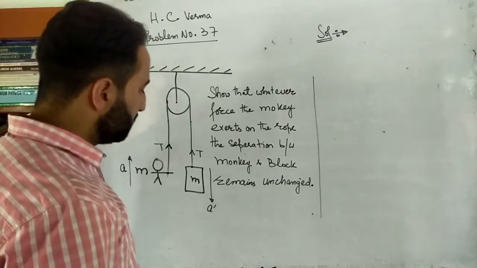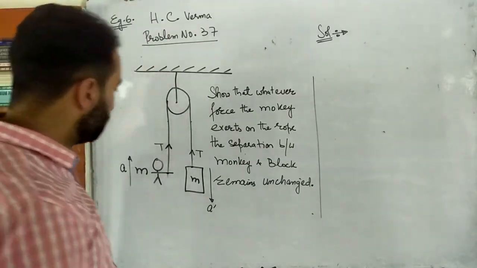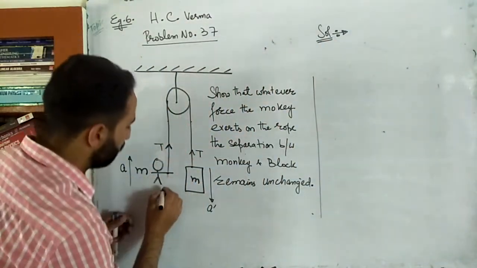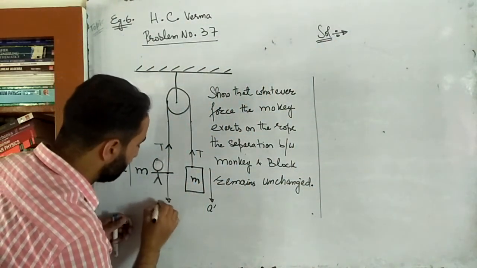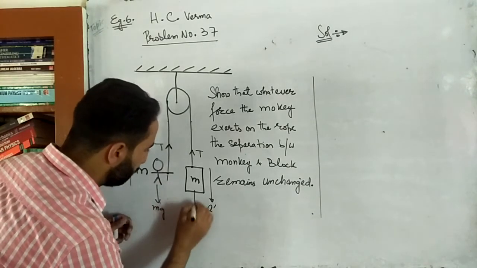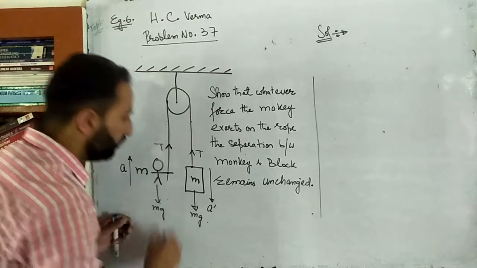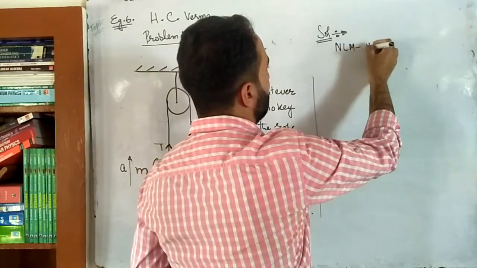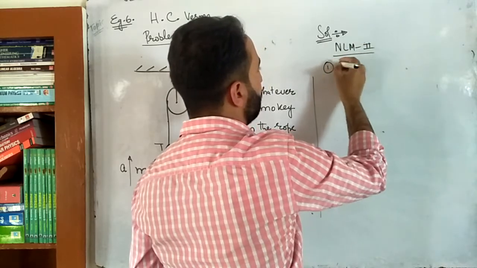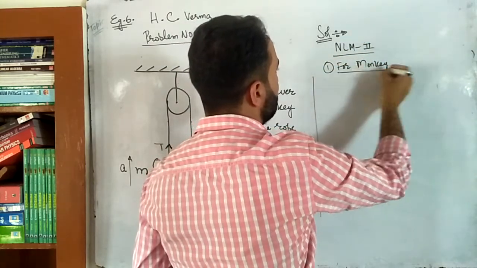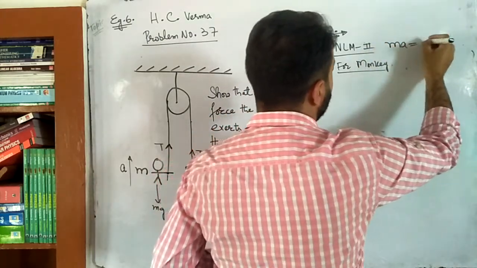If nothing works, Newton's second law of motion will always work. So for the monkey, I'll write here: this is the monkey. In the downward direction there's a force equal to mg, its weight. So I'll use Newton's second law of motion, number one, for the monkey. Let's apply it for the monkey. Simply, mass times acceleration is equal to the summation of all the external forces.